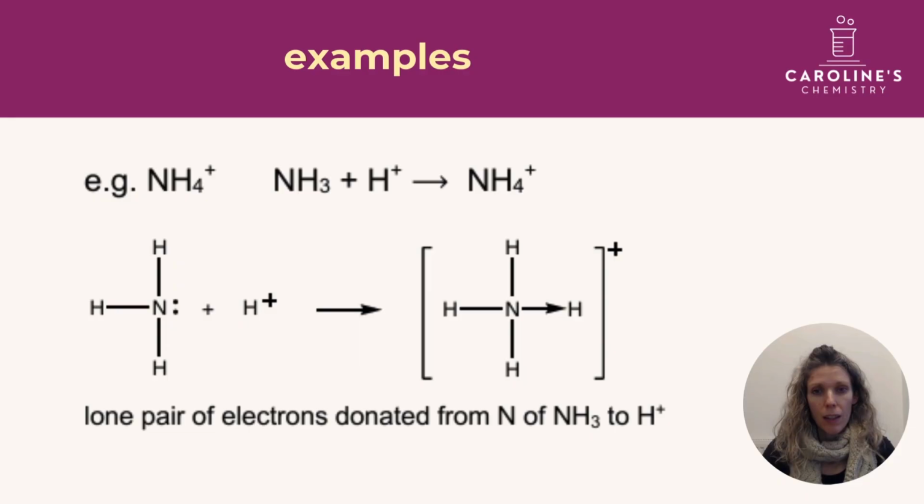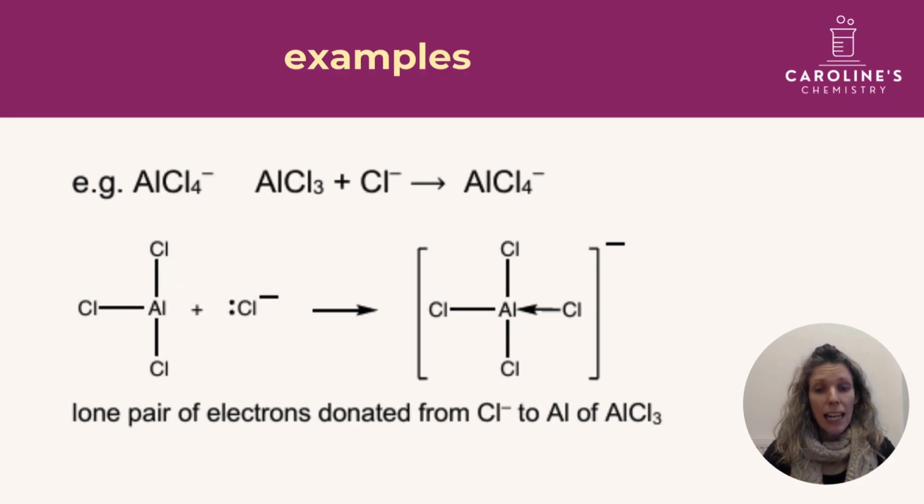Here's another example. So here we have aluminium chloride, and we have a dative covalent bond forming between the chloride ion and the aluminium to make an AlCl4- ion. So again, we use an arrow to show from the lone pair on the chloride ion to the aluminium atom, that is the new covalent bond forming, the dative covalent bond.